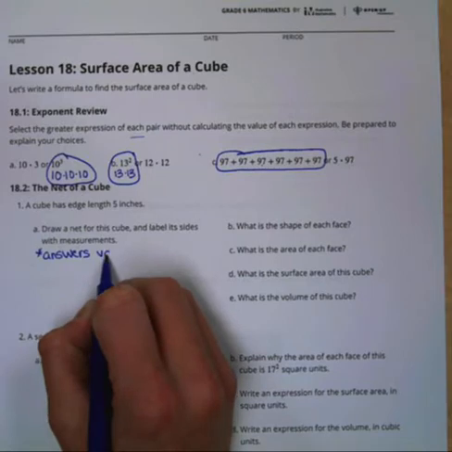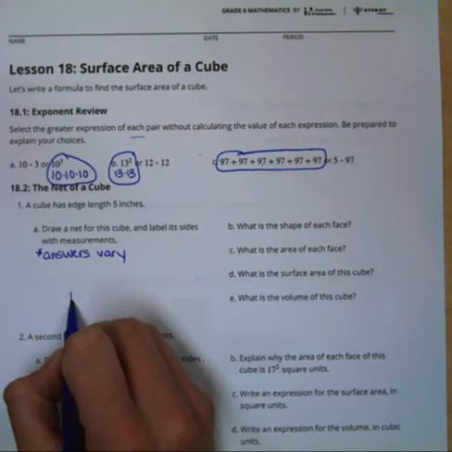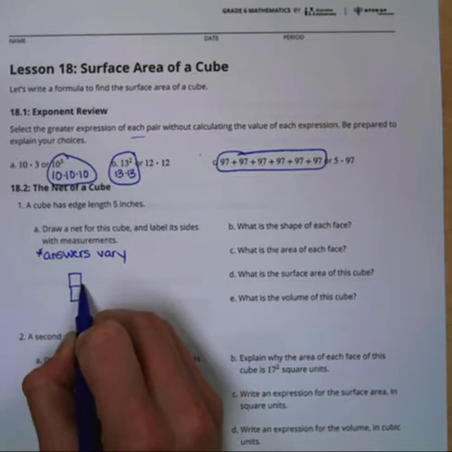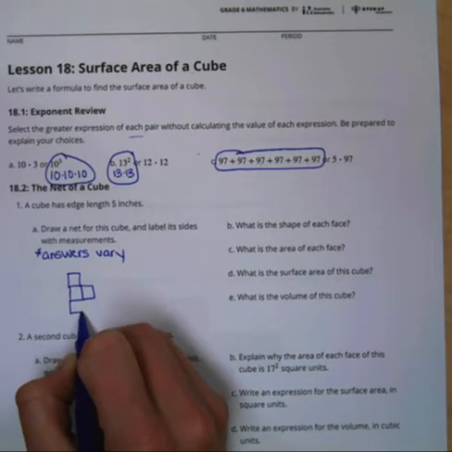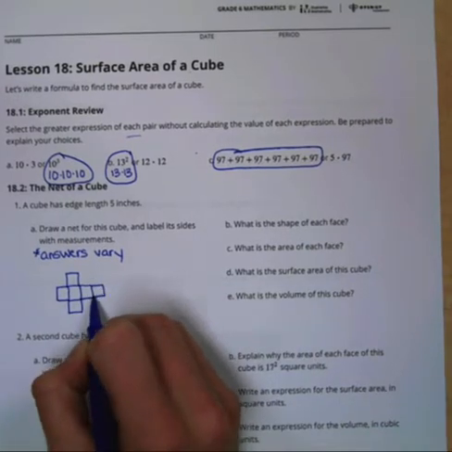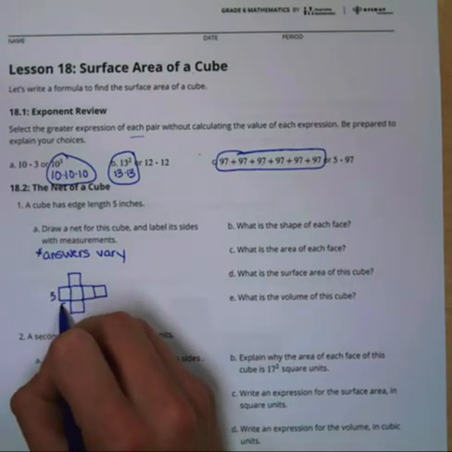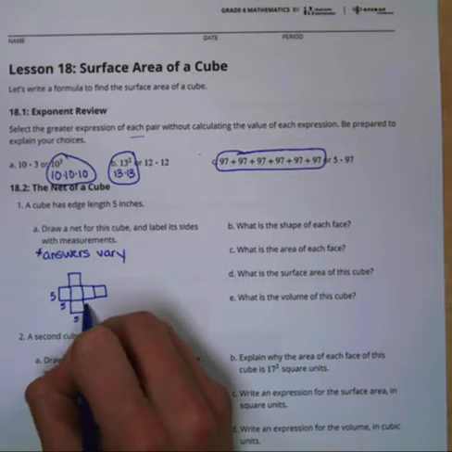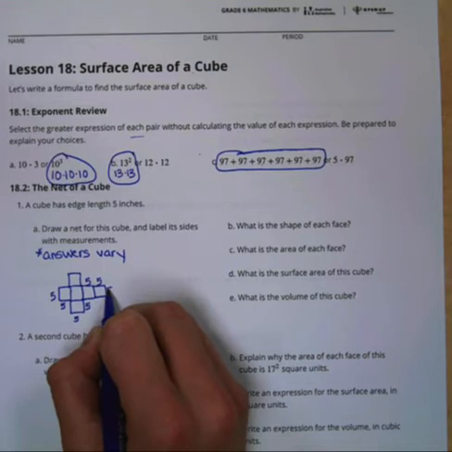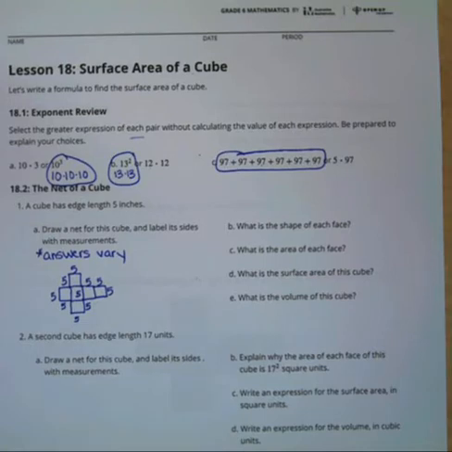Answers vary. We know that a cube is made up of all squares. So I'm going to start with my base. Then I have 1, 2, 3, 4 sides, and my top. It says to label its sides with measurements. All of my measurements are going to be 5. This can start to be a little bit messy, so if need be, you can label on the inside. All of my squares are 5.